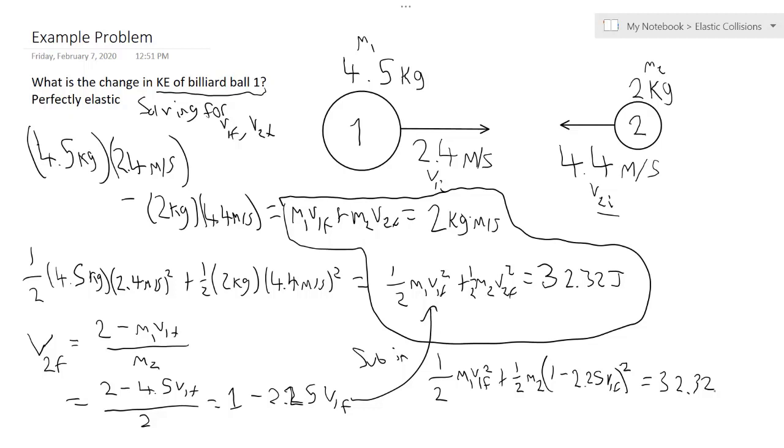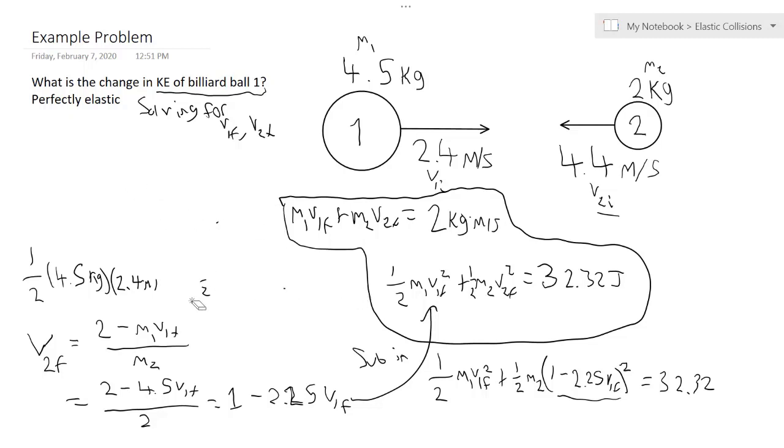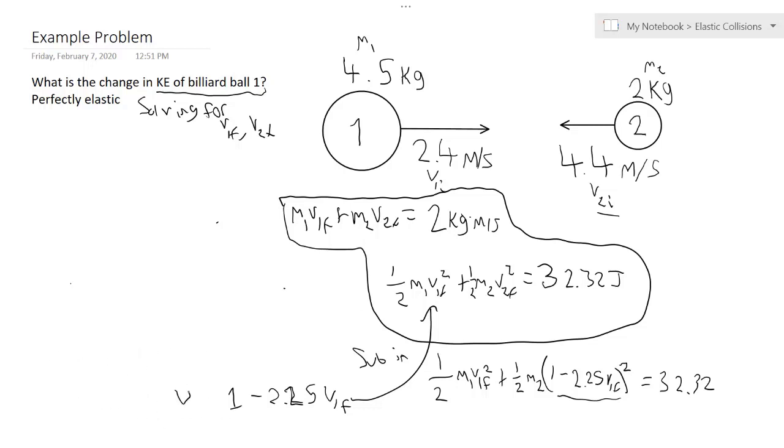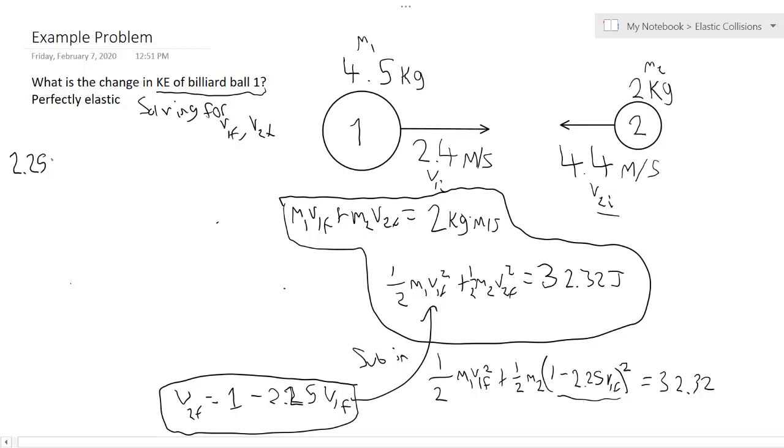And so now what we've got to do is plug in the mass numbers we know and multiply out this quadratic. So we'll make some room up here, but I'll keep the equations we know. So v2f is equal to that. We sub in. Okay, so now let's plug in the numbers we know and let's see what happens there. So 1/2 m1 is 1/2 of 4.5, which is 2.25 v1f squared, plus 1/2 m2, which is just 1, multiplied by (1 minus 2.25 v1f) all squared, which is equal to 32.32.